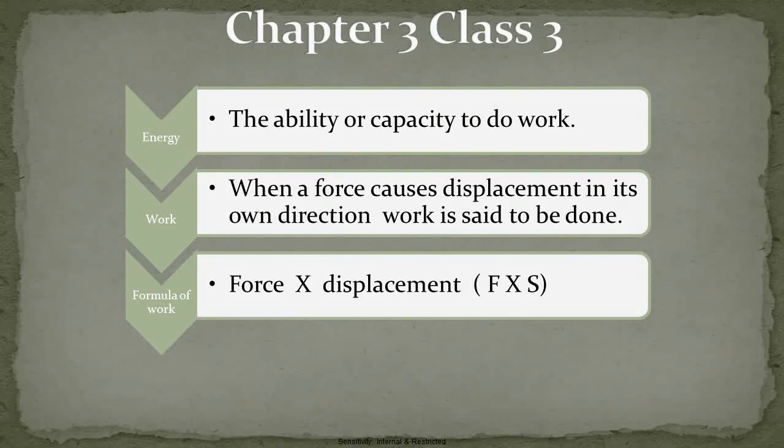Energy. What is energy? Energy is the ability or the capacity to do work. Clear? Work, what is work? Or when can we say that work is said to be done? So actually work and energy both are correlated. Okay, so when a force causes displacement in its own direction, work is said to be done.